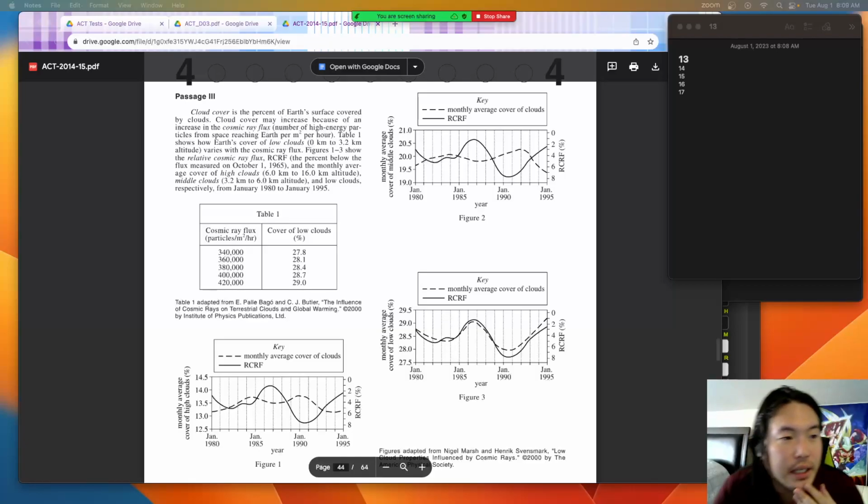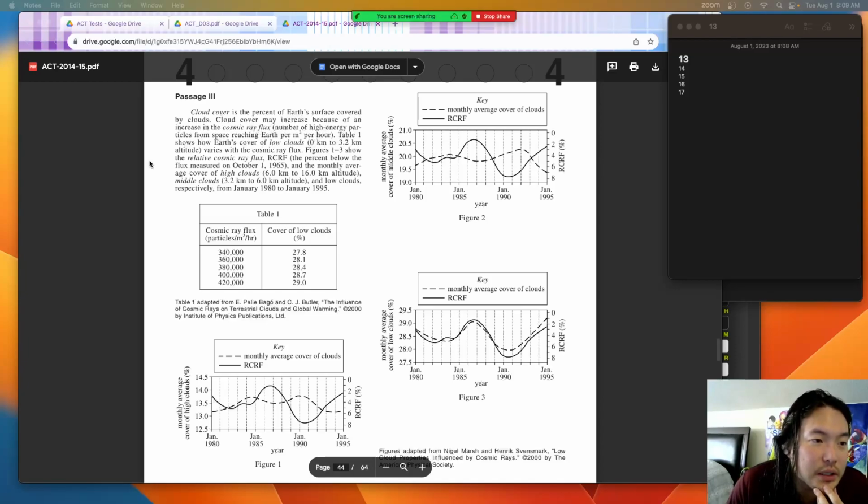Right, let's go ahead and take a look at passage 3. Cloud cover is the percentage of Earth's surface covered by clouds. Cloud cover may increase because of an increase in the cosmic ray flux, the number of high energy particles from space reaching Earth per meter squared per hour. Table 1 shows how Earth's cover of low clouds, 0 kilometers to 3.2 kilometers altitude, varies with the cosmic ray flux. So low clouds also include fog, I guess.